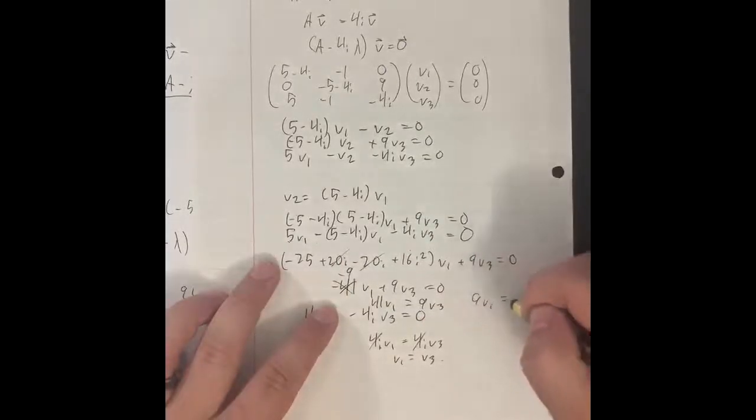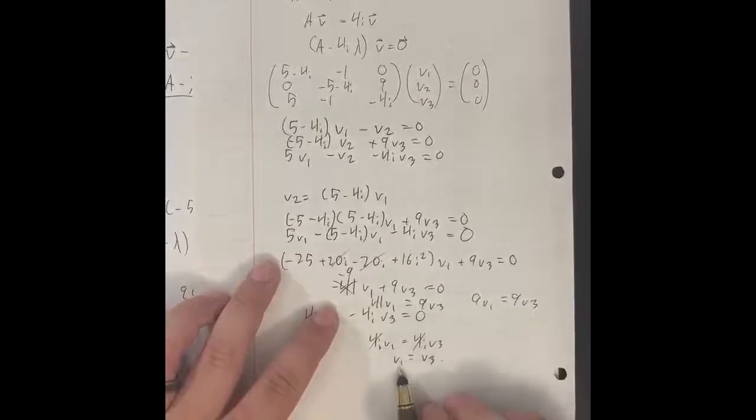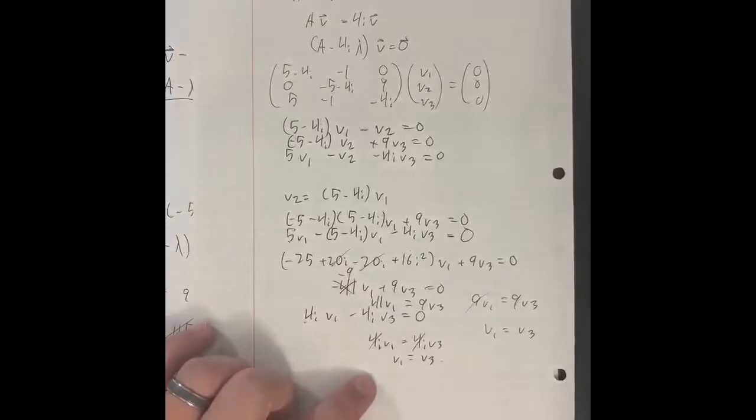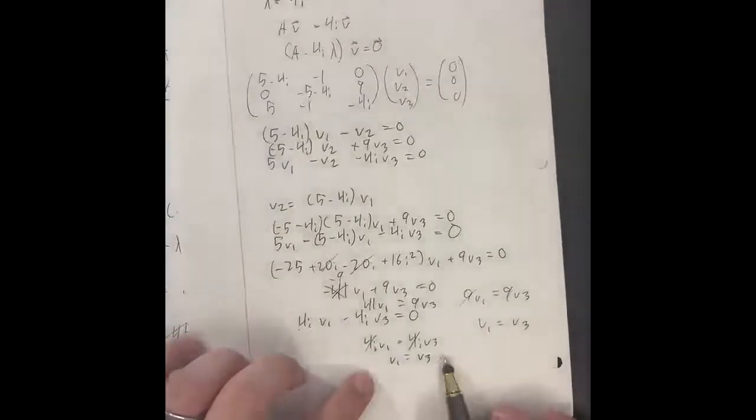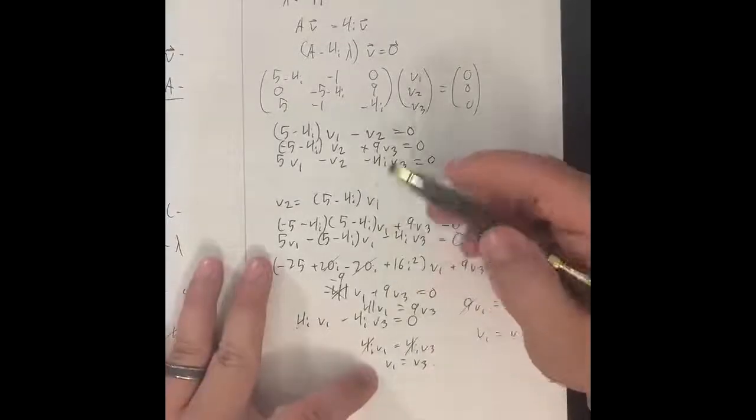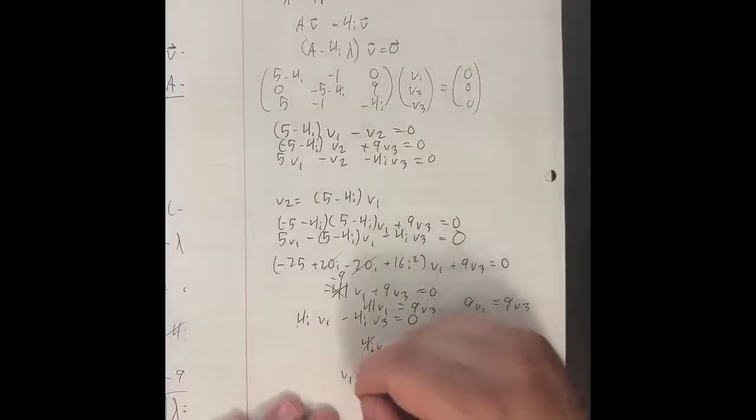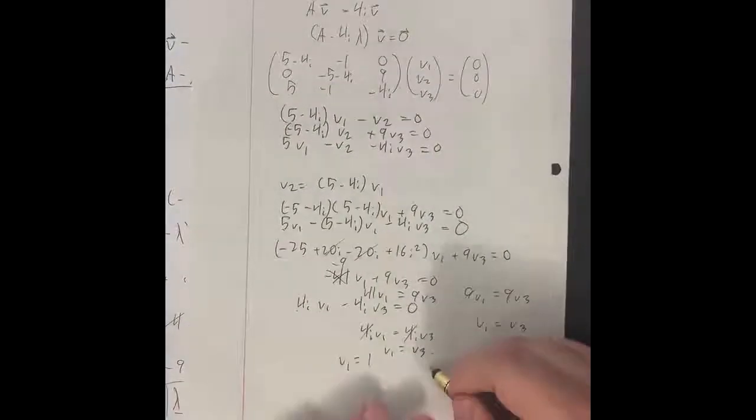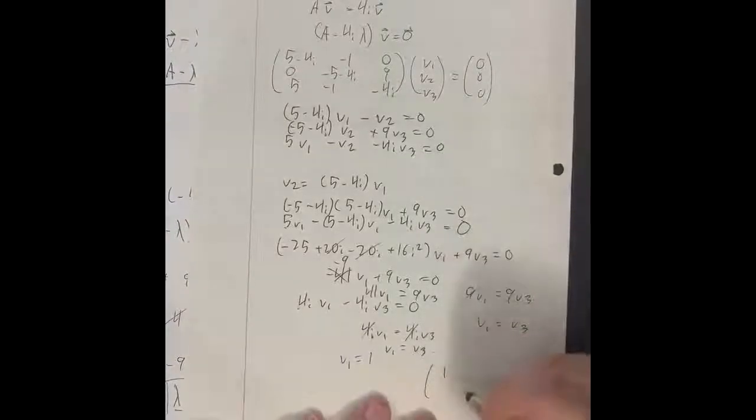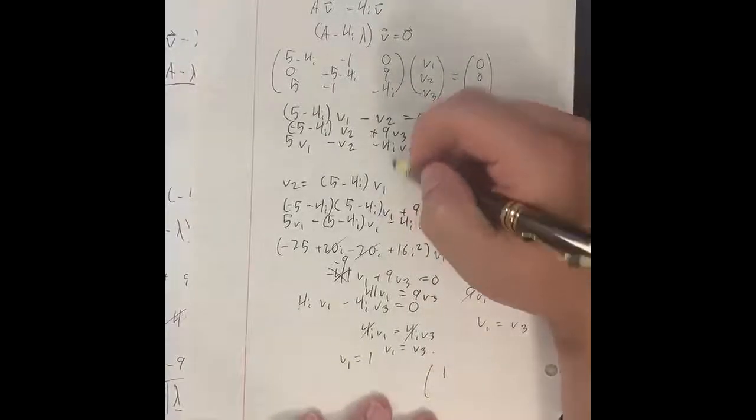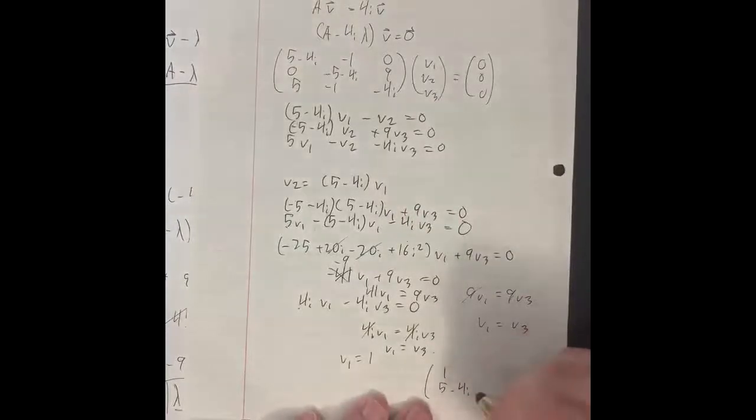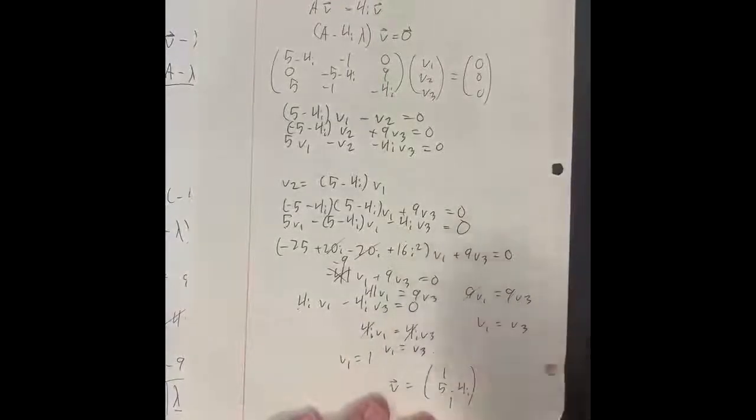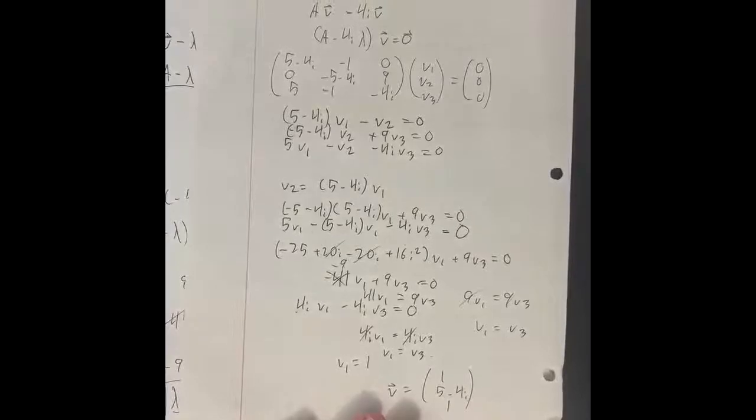We get 9 v1 equals 9 v3, and that turns out to be the same here. So v1 equals v3. That means we can pick v1 or v3, and then that's going to determine what v2 is. For example, if I pick v1, we want to pick something so that they're not all 0. If I pick v1 to be 1, plug that in up here, v2 is 5 minus 4i. And then v3 is equal to v1, so it equals 1. So the eigenvector looks like this: 1, 5 minus 4i, 1.